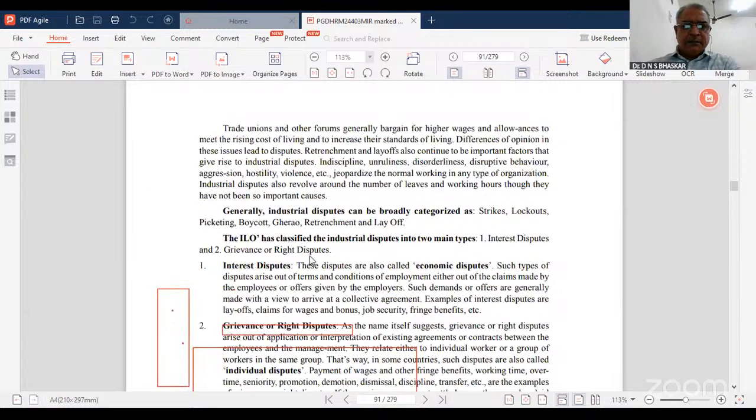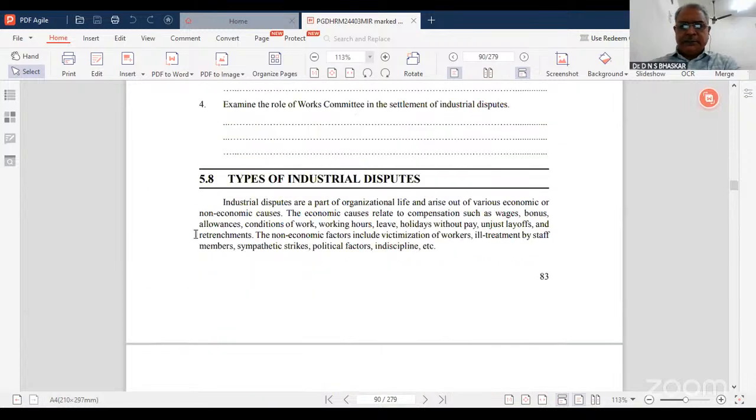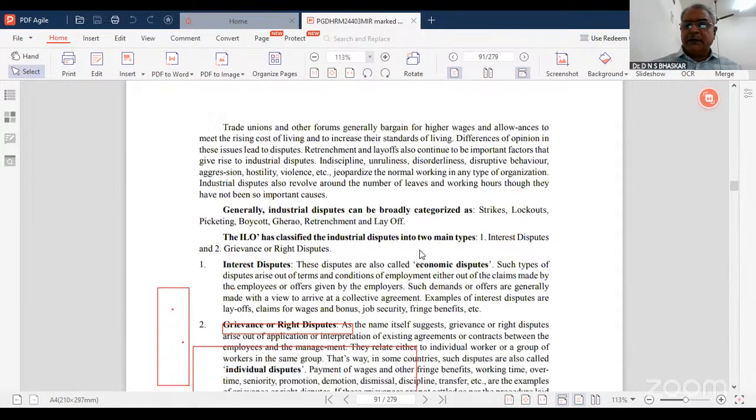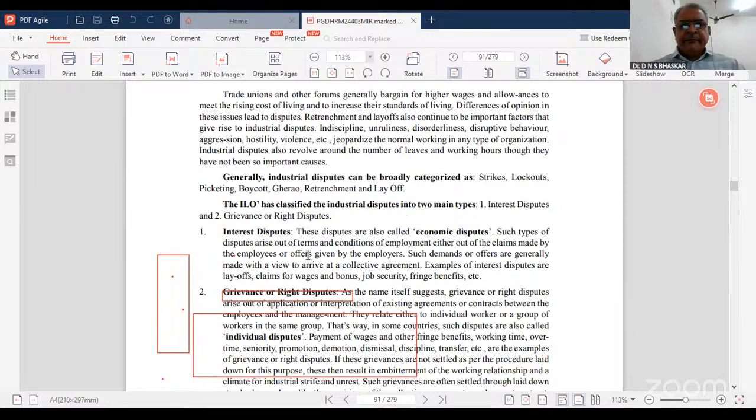That is another important point: types of industrial disputes. This will help you to understand. The main types: industrial disputes can be broadly categorized as strikes, lockouts, picketing, boycotts, gheraos, and retrenchment and layoffs.